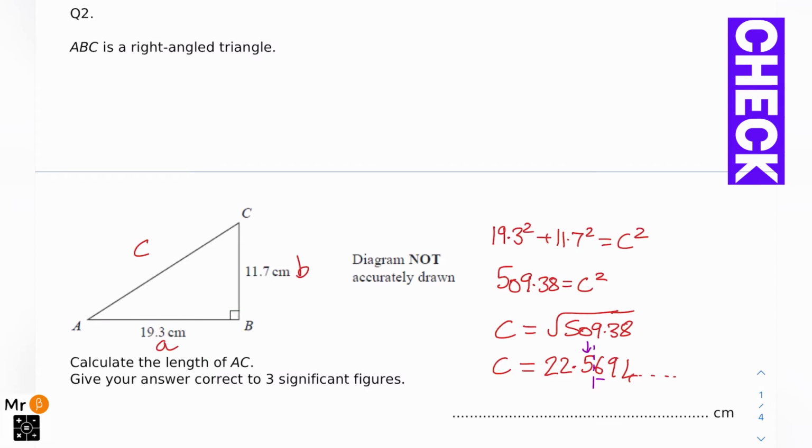Again, we draw our line, we have a look at our fourth significant figure. This time it's larger than 5, so that means we need to round up. So then our final answer would be 22.6 centimetres. Finally, we do our sense check. We know that C has to be our longest length. Well, 22.6 is bigger than both 19.3 and 11.7. So therefore it makes sense.